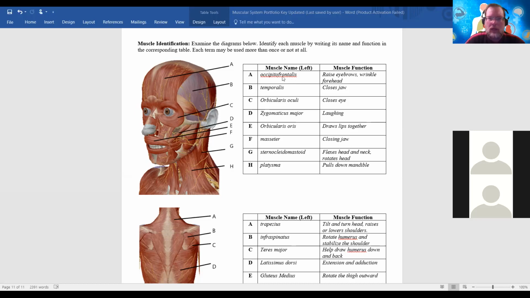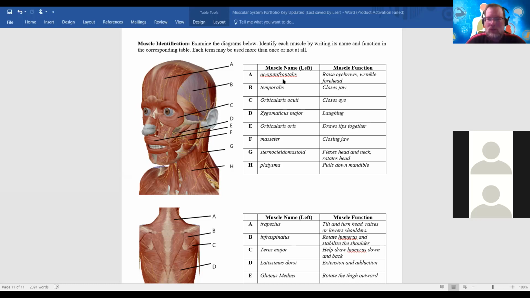So anyway, I'm mainly focused on muscle name. When it comes to the function of the muscle, I'm mainly looking at what the action of the muscle is, so you can be fairly broad with that. Again, I think more importantly for you right now is that you know the name of the muscle and approximately where it's located.